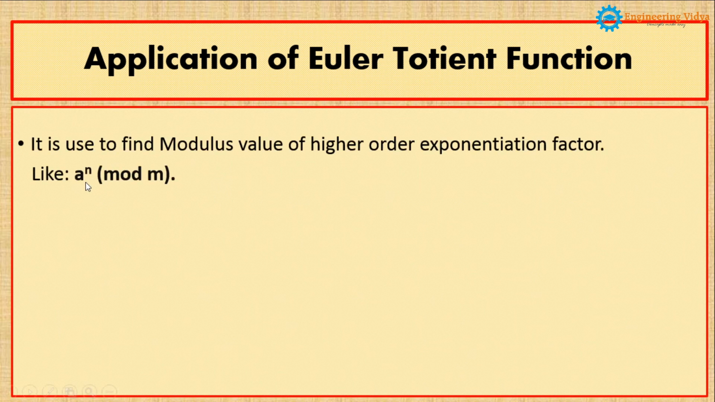Whenever you want to calculate a raised to n mod m. We are already aware of the calculation of a raised to n mod m, and we have already seen how it is to be calculated. Either we can calculate a raised to n mod m using the distributive law, or we have also seen the calculation using Fermat's Little Theorem. a raised to n mod m can also be calculated using the Euler-Totient function. That we're going to see in the mathematical problem solving part.